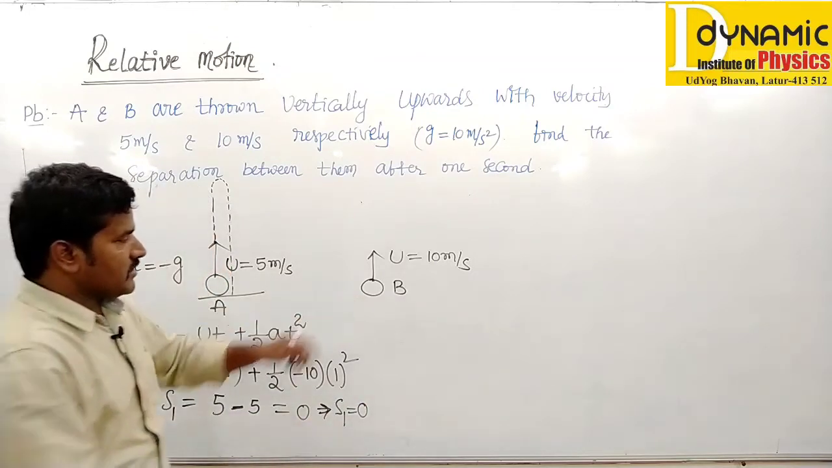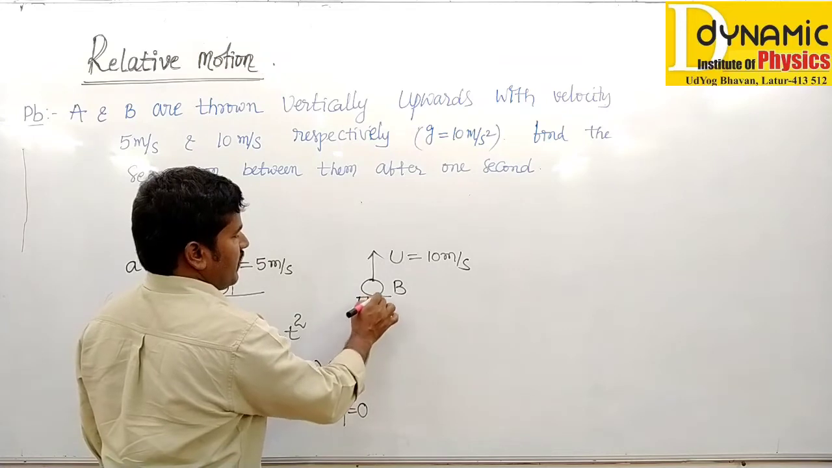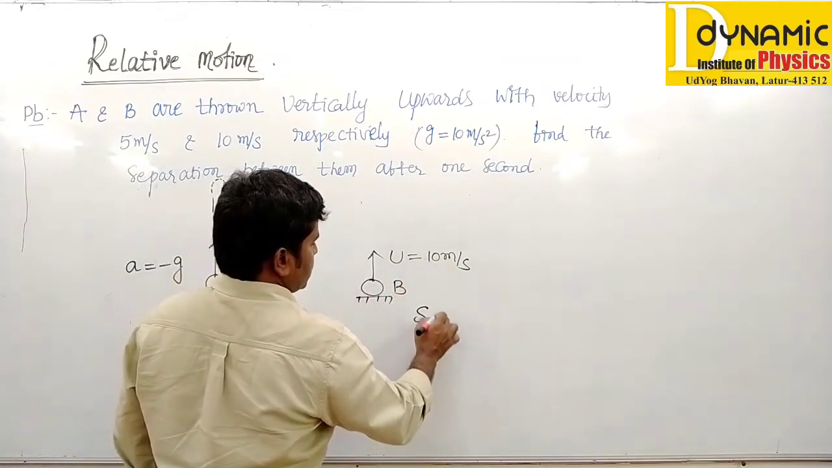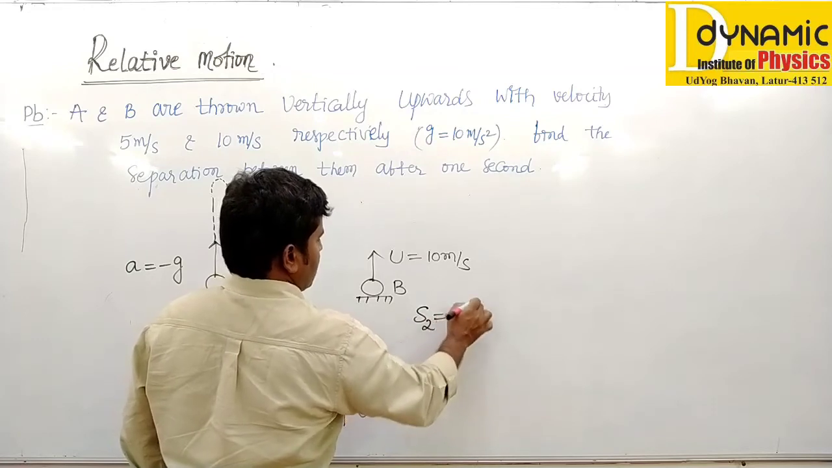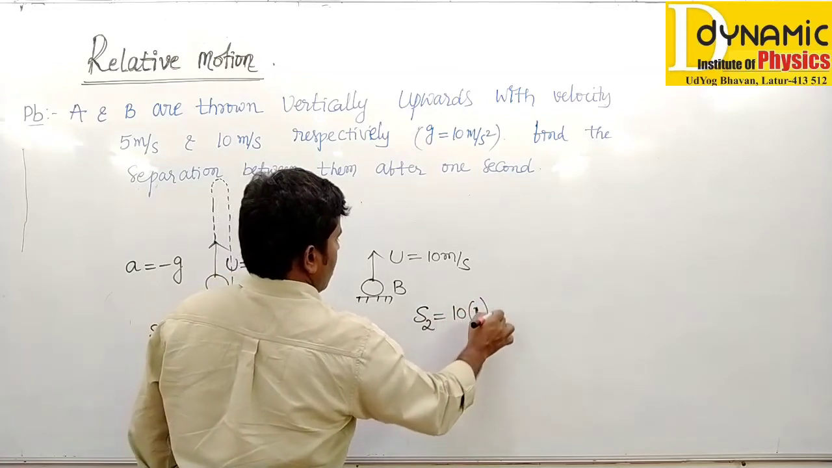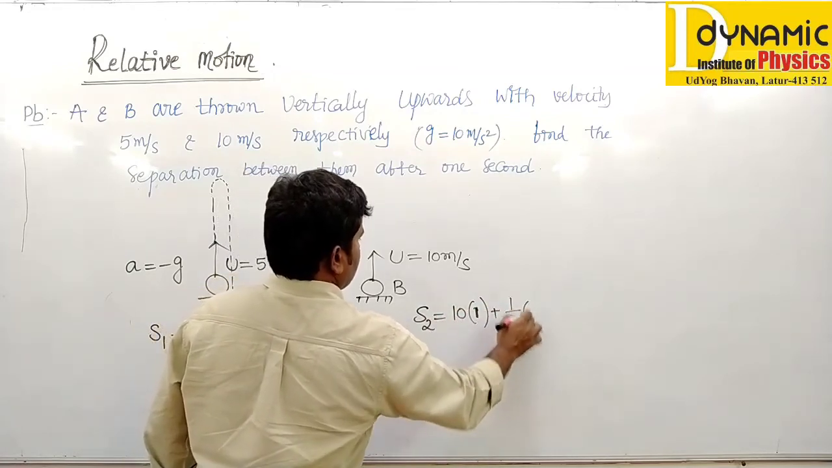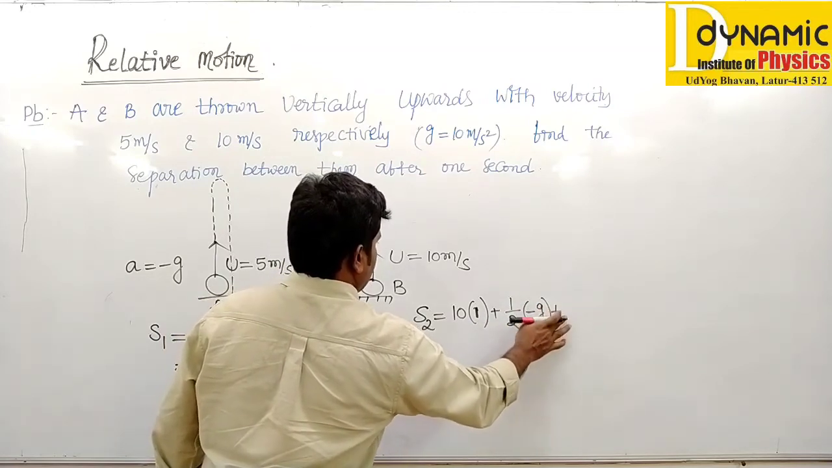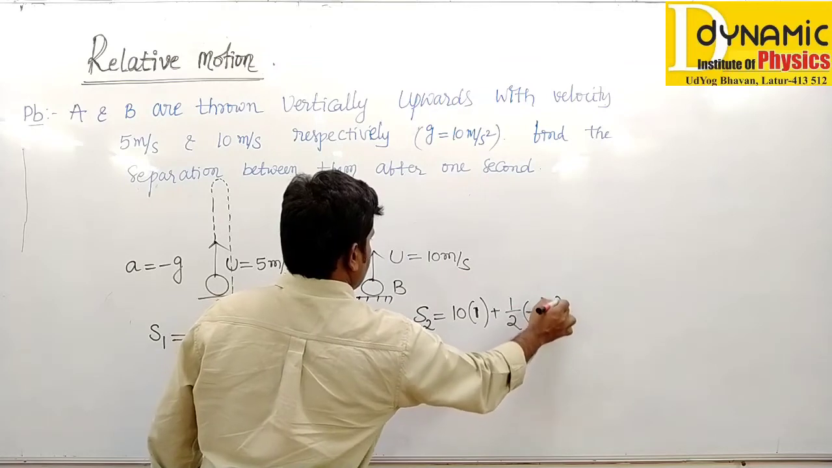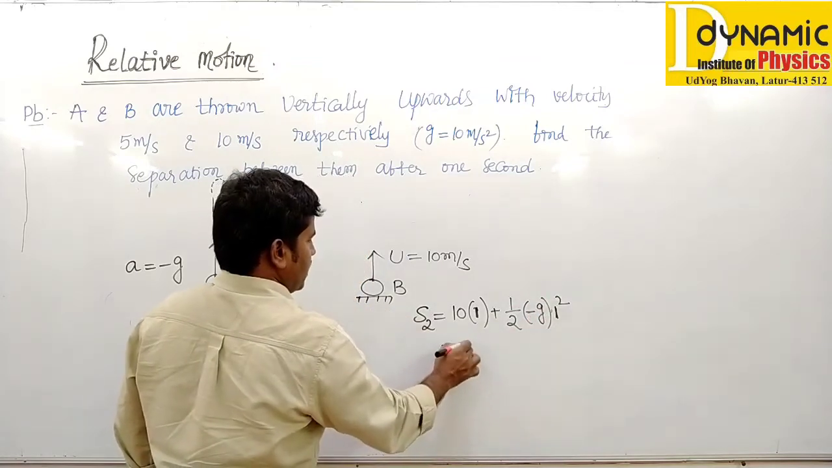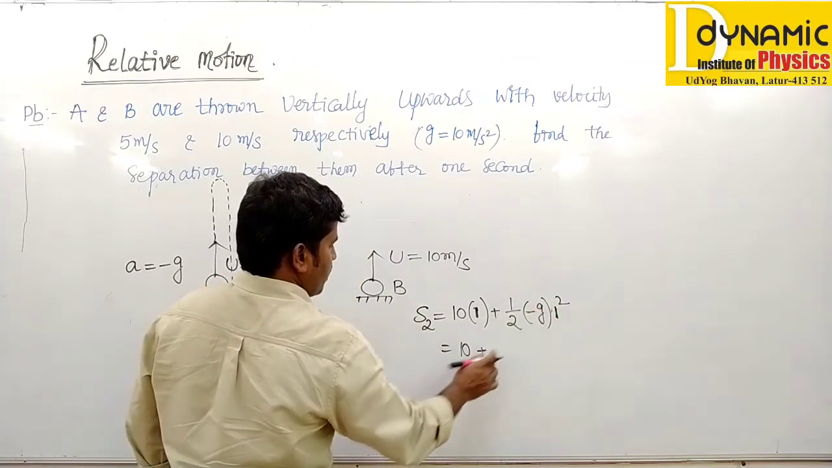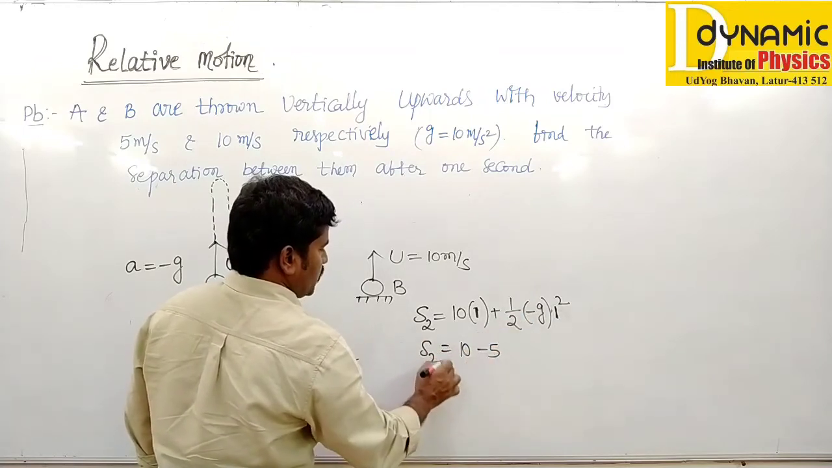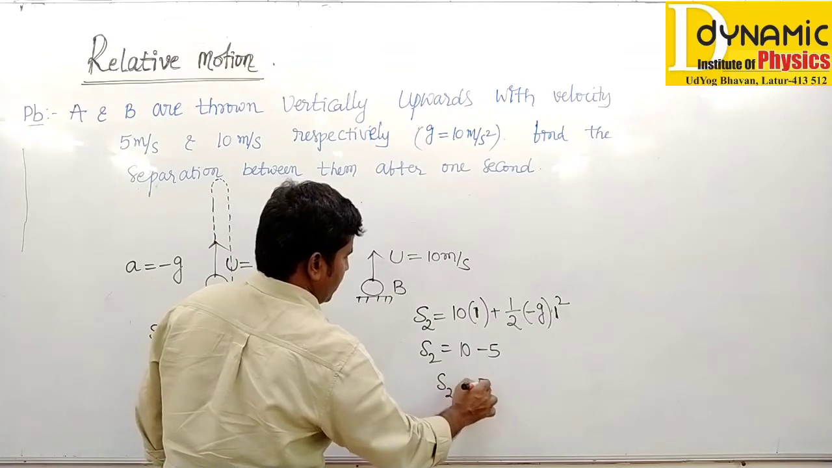And what is the displacement of the second body? S2 equals u t plus half a t square, where a is minus g. Substituting t as 1 square, its value is 10 plus minus 10 by 2, that is minus 5. So S2 becomes 5 meter, the displacement is 5 meter.